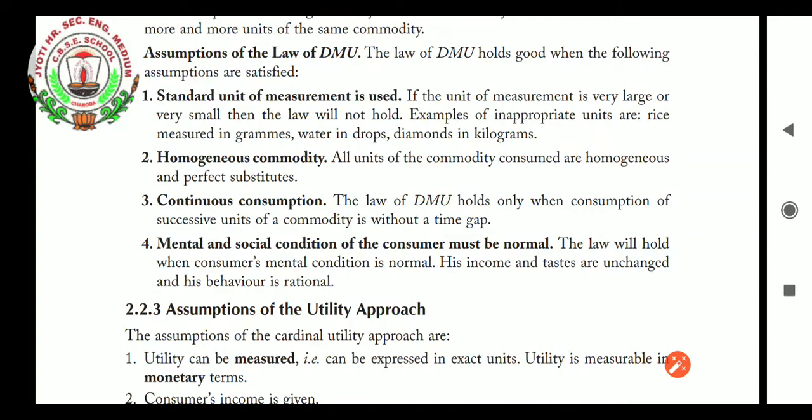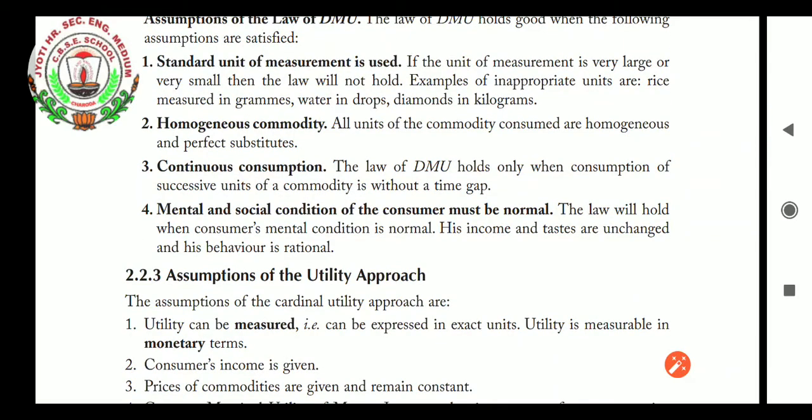Homogeneous commodity. All units of the commodity consumed are homogeneous and perfect substitutes. It means the same goods have to be taken, not like today we are consuming apple, tomorrow oranges, and this will decline our marginal utility. The same goods continuously for a long period of time we have to take, so that we can understand how our satisfaction levels shift from up to down. Continuous consumption. The diminishing marginal utility says that we have to continuously consume, then only we can understand the DMU. The law of DMU holds only when consumption of successive units of a commodity is without a time gap.